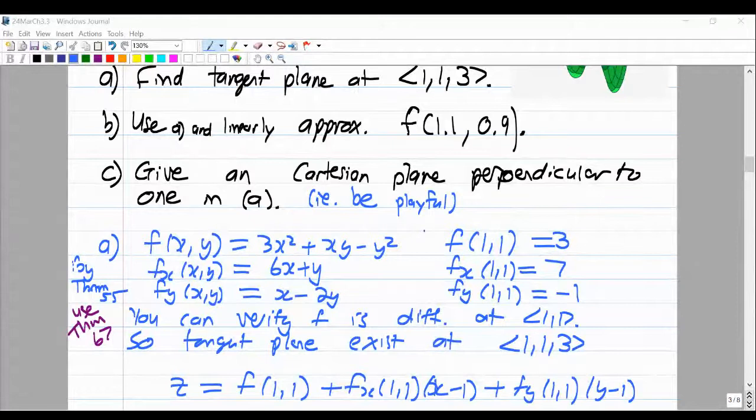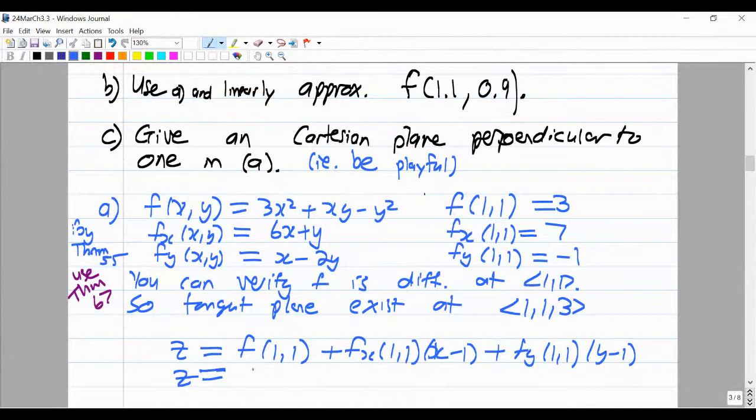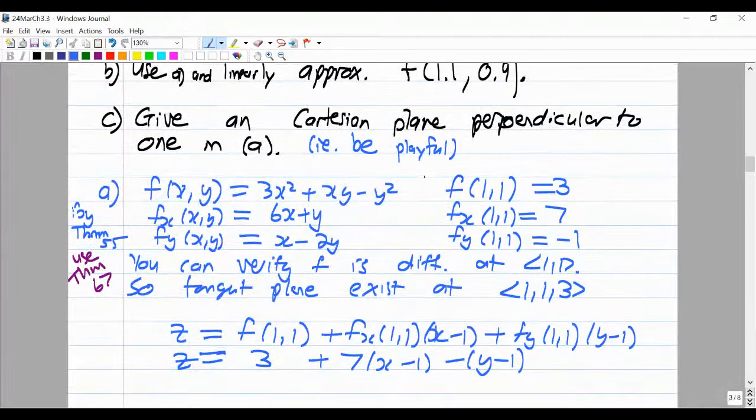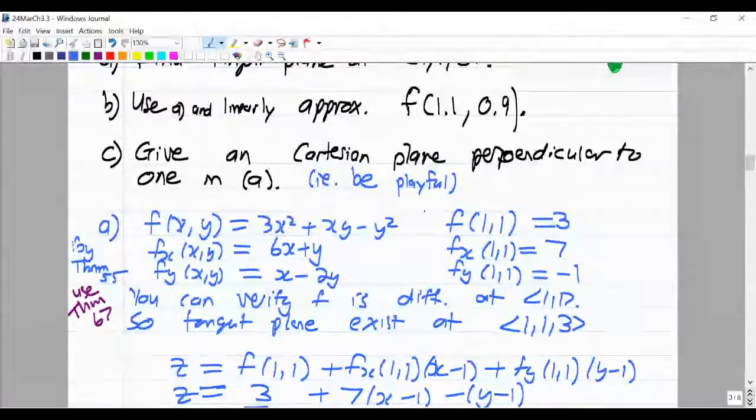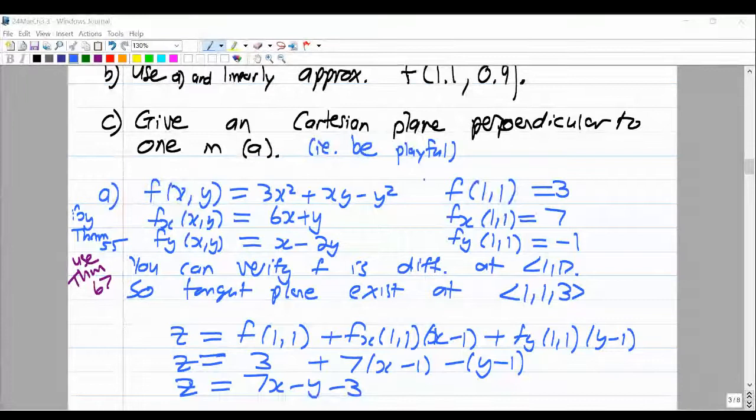All right. And now we are happy because now we can use our values. So we know that that is 3, that is 7 times (x minus 1), and that is minus, so it's minus (y minus 1). Brackets are your friends. When you do mathematics, brackets are your friends. And when the dust settles, you should get z is equal to 7x minus y minus 3. So double check that you agree with that. So there is the Cartesian equation. All right. Are there any questions? So it's basically just apply the formula and just go for it.